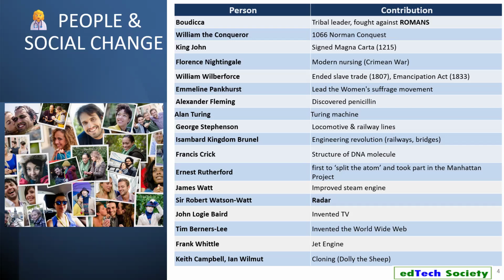James Watt improved the steam engine. Sir Robert Watson-Watt invented radar. John Logie Baird invented television, or TV. Tim Berners-Lee invented the World Wide Web, WWW. Frank Whittle invented the jet engine. Keith Campbell and Ian Wilmut are the father figures in cloning. They created the first cloned mammal, Dolly the sheep.